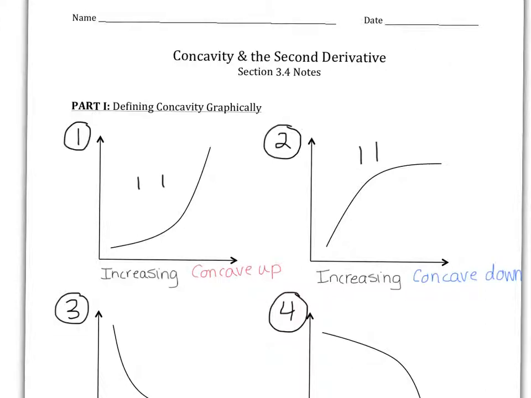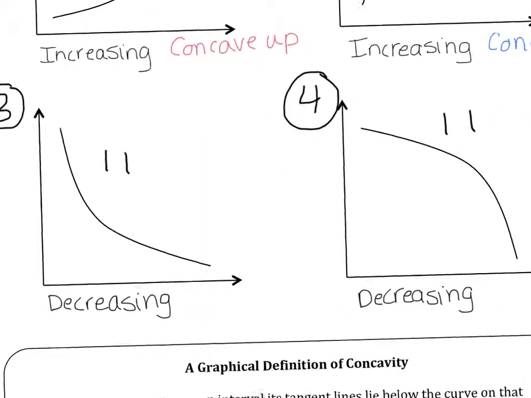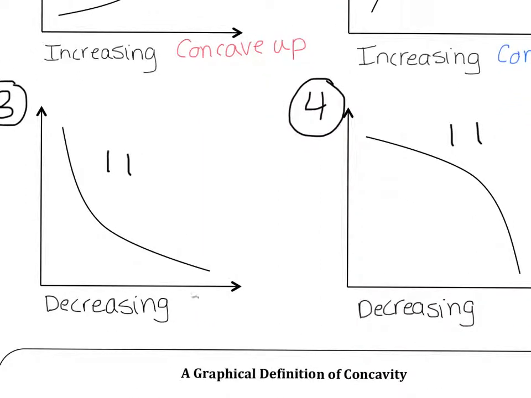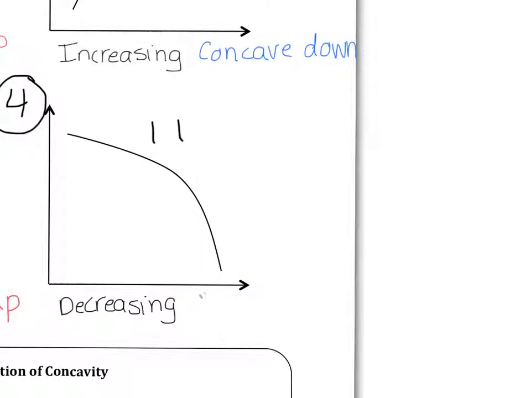All right, so now let's take a look at curves 3 and 4. All right, and I am going to put eyes over both of them, and it would appear that curve 3 is concave up because it's smiling at you, and curve 4 is concave down because it is frowning. So we would say that curve 3 is decreasing, yet still concave up. And curve 4 is decreasing, but it is concave down.